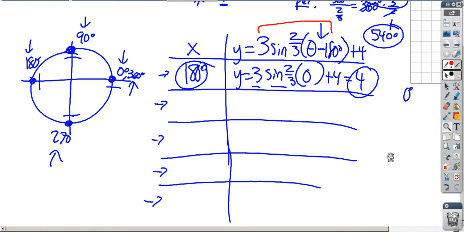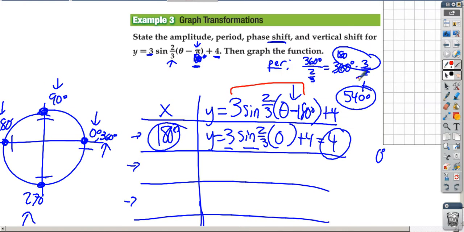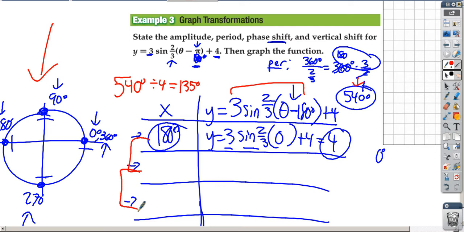So how do we do this? We take our period, which is 540, and we divide it by 4. Why again are we dividing by 4? Because there are 4 significant places on this graph at 0, 90, 180, and 270. And that number when you divide by 4 is 135. So for each of these, we are going to be increasing by 135.